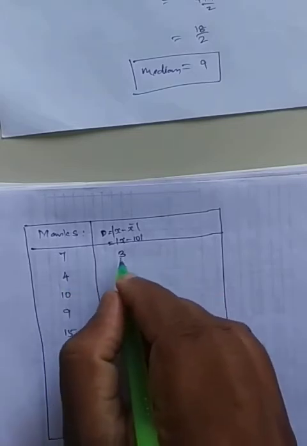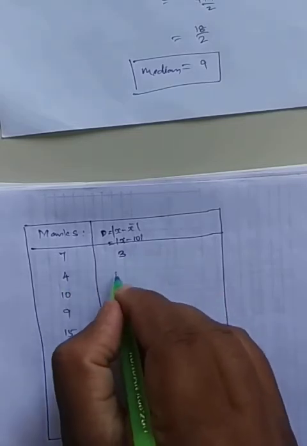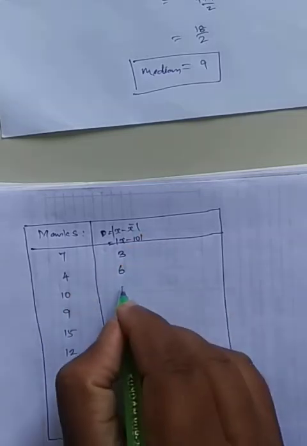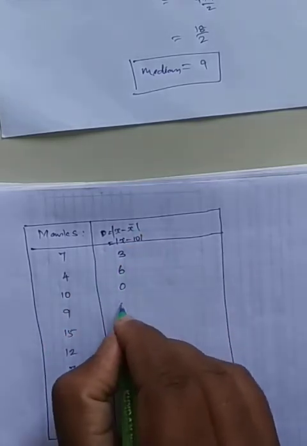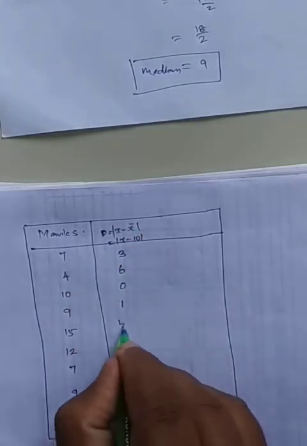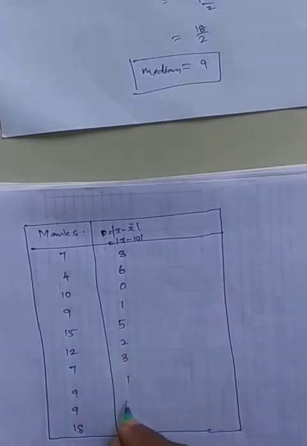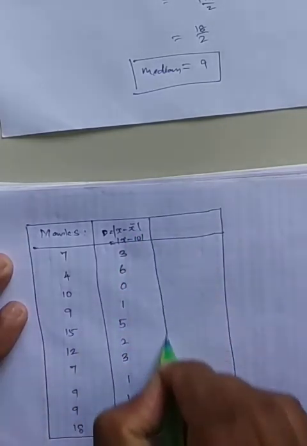4 minus 10 is minus 6, mod, plus 6. 10 minus 10 is 0. 9 minus 10 is minus 1, mod, plus 1. 15 minus 10 is 5. 12 minus 10 is 2. 7 minus 10 is minus 3, so 3 will come. 9 minus 10 is 1, and 18 minus 10 is 8 will come. This is the value of what?